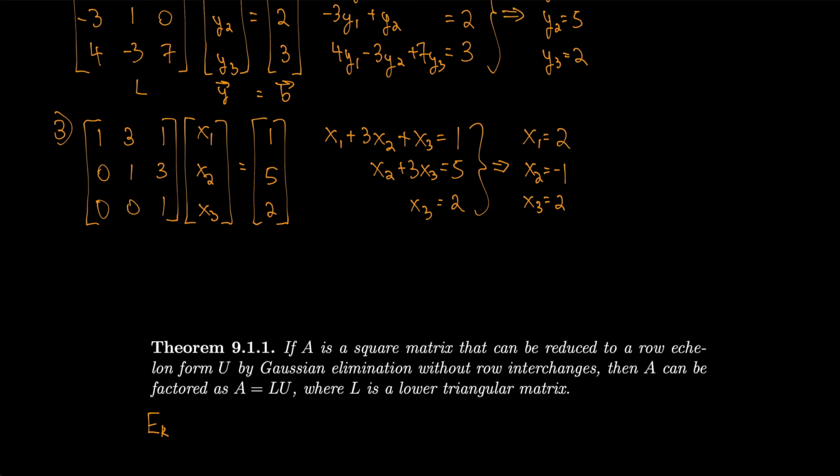If we were to write Ek times Ek minus 1, etc., until you get to E2, E1 times A, all of these elementary matrices times A equal to U. So if A could be reduced to row echelon form U by Gaussian elimination, then we'd be able to write A equals E1 inverse, E2 inverse through Ek inverse U. All of these E's are lower triangular, so their inverses are lower triangular, and we don't have to worry about them breaking that lower triangular nature because we know that we don't have any row interchanges, so they couldn't have swapped and moved around anymore.